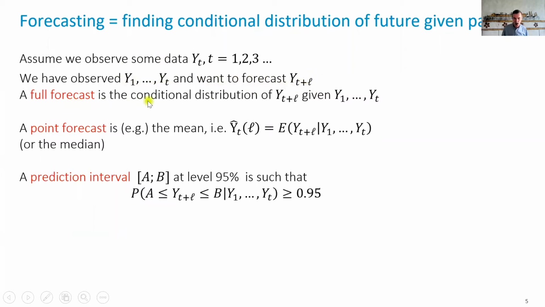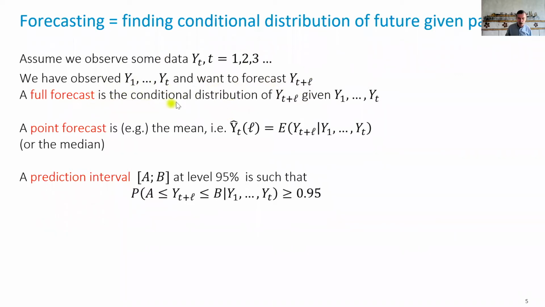A full forecast is the conditional distribution of the future given the past. Of course, when I say conditional distribution, that assumes that I have a probabilistic model of my system, and that is part of the forecasting story. If we don't have a probabilistic model, then it's hard to give a forecast. That's the full forecast. So a full forecast is not saying, I think that YT plus L will be this, but I'm giving the distribution of YT plus L, which in mathematical terms is a conditional distribution.